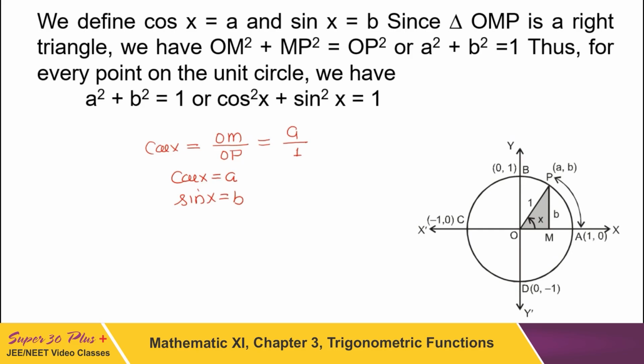Since triangle OMP is a right angle triangle, we have OM square plus MP square is equal to OP square, or you can say a square plus b square is equal to 1. Thus we can write cos square x plus sin square x is equal to 1. This is the famous identity of trigonometric ratios.